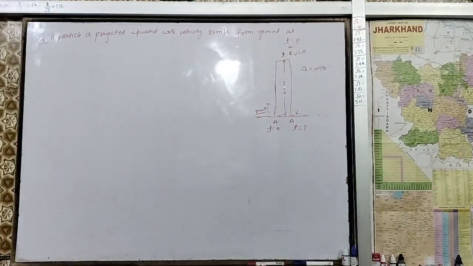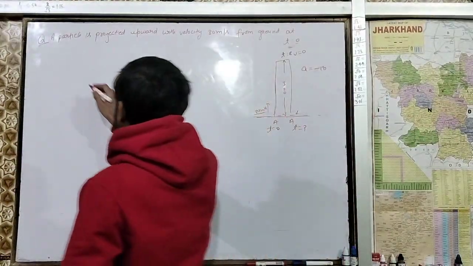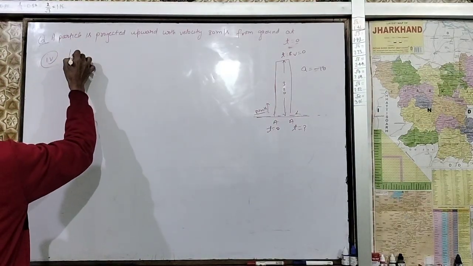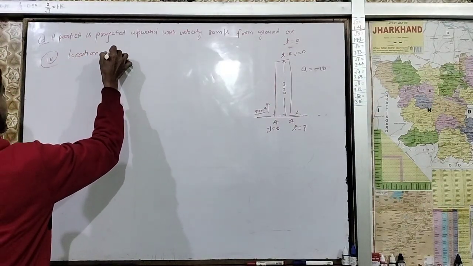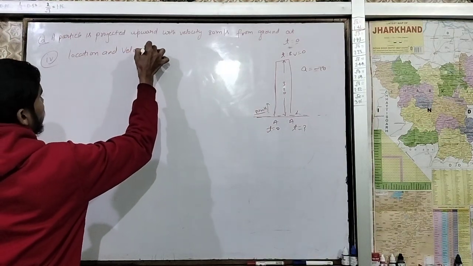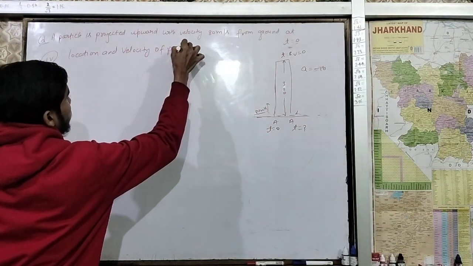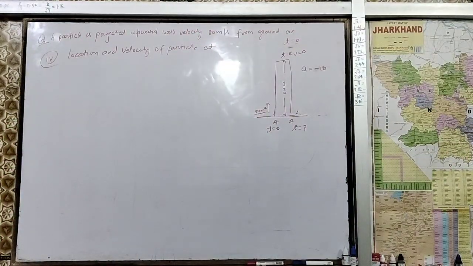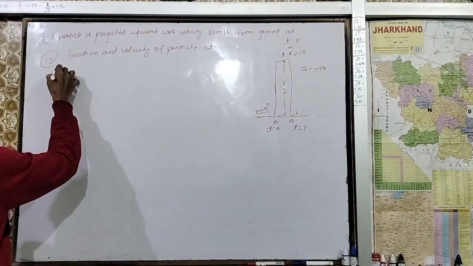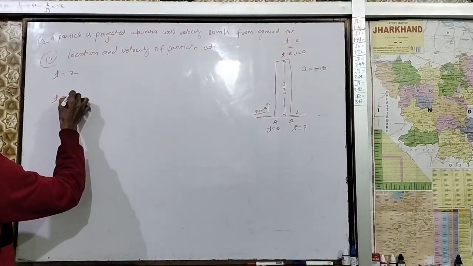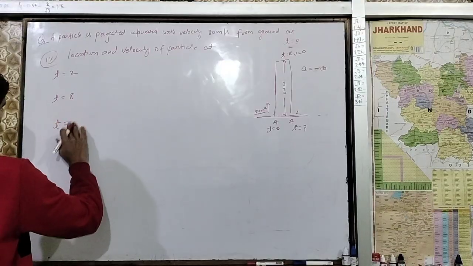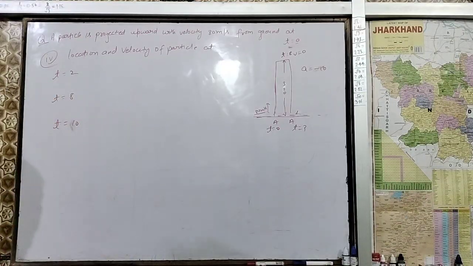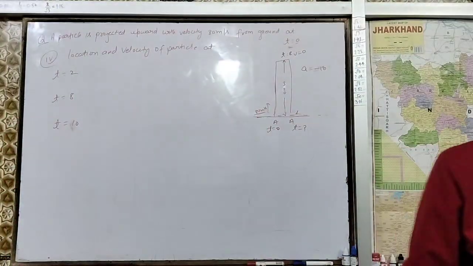Find the location and velocity of a particle at t equal to 2, t equal to 8, and t equal to 10. At 2 seconds, at 8 seconds, at 10 seconds. What is the location and what is the velocity?